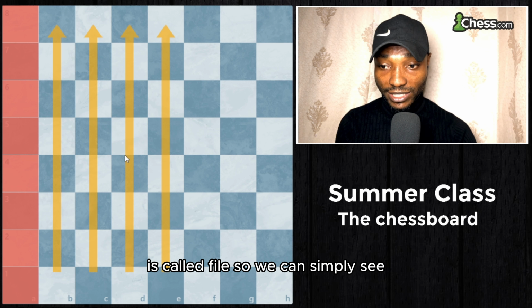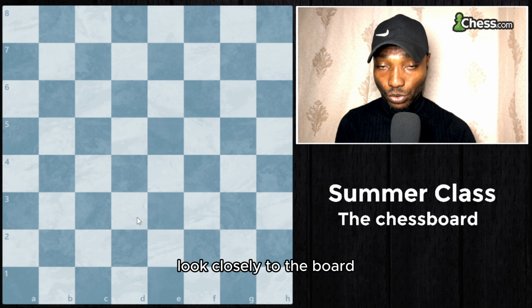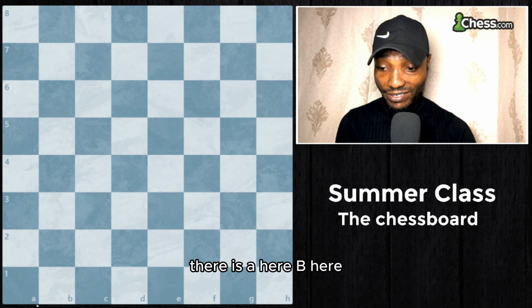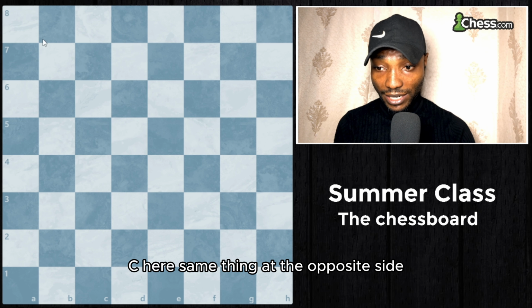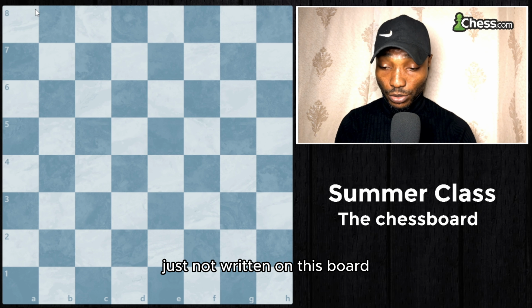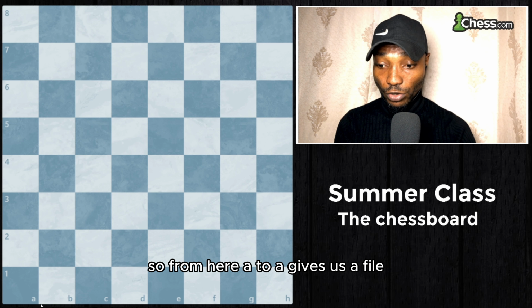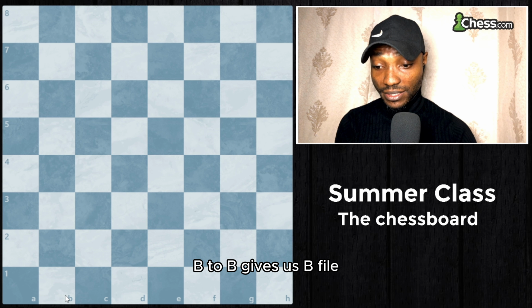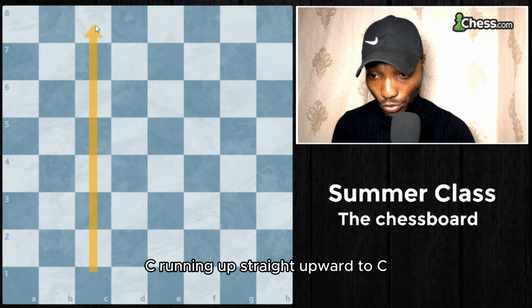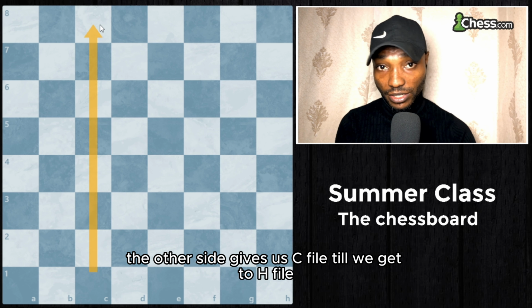So we can simply say, look closely at the board. There is A here, B here, C here. Same thing at the opposite side, just not written on this board. So from here, A to A gives us A file. B to B gives us B file. C running straight upward to C, the other side, gives us C file, till we get to H file.